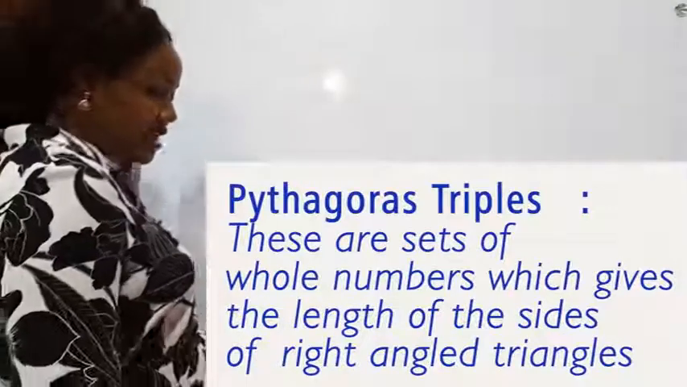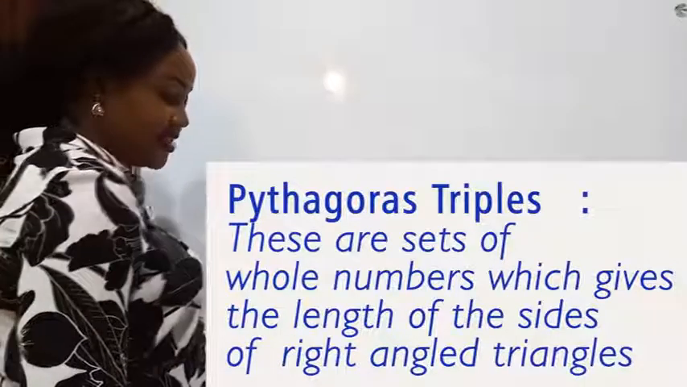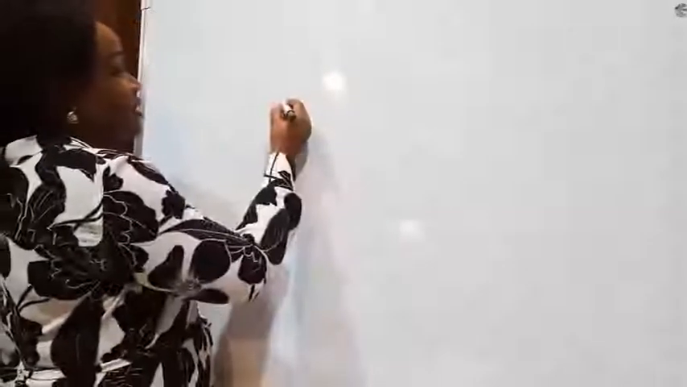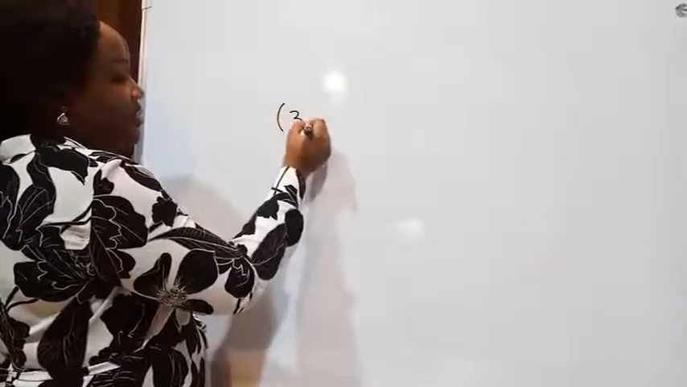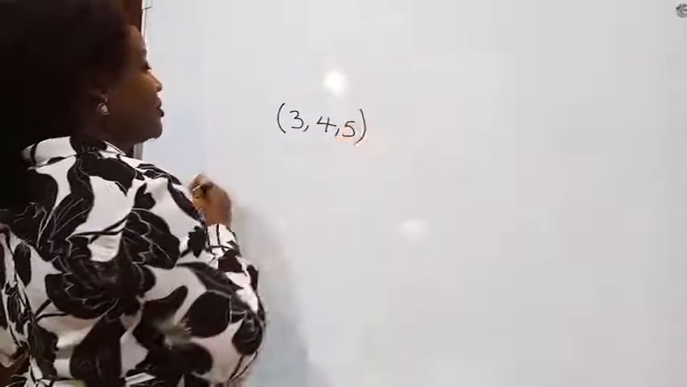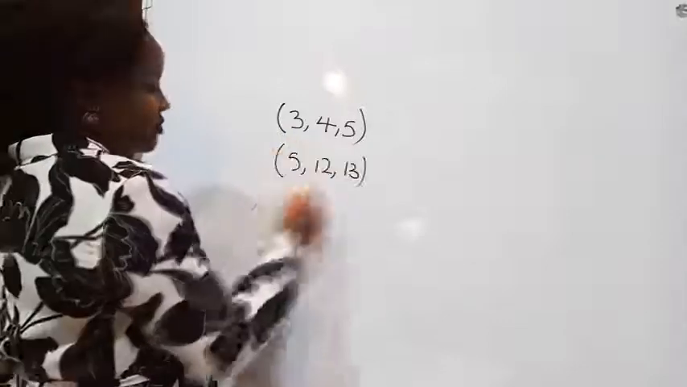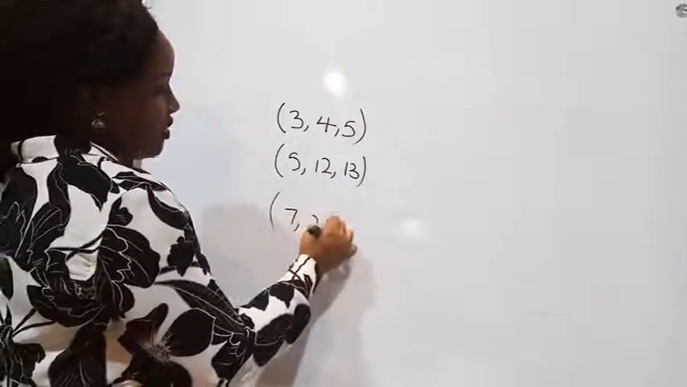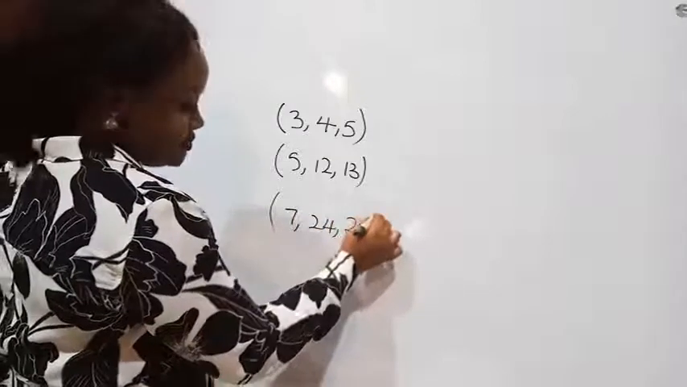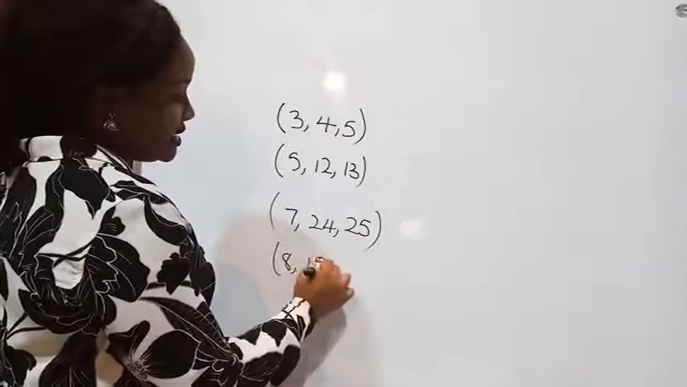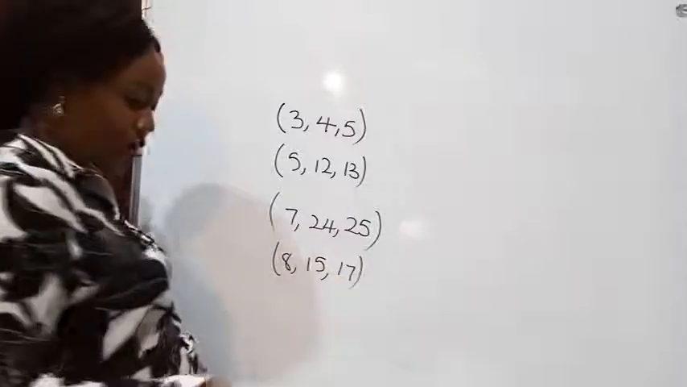Let's talk about Pythagoras triples. Okay, so there are a set of whole numbers which give the length of the sides of right-angled triangles. For example, 3, 4, 5. You have 7, 24, 25. You have 8, 15, 17, and so on.